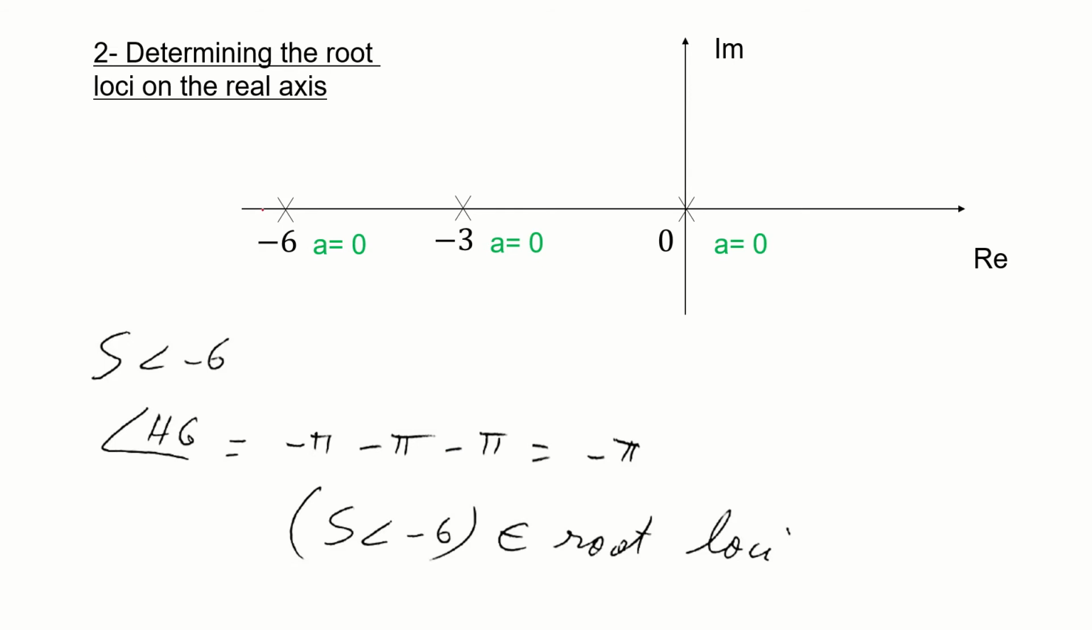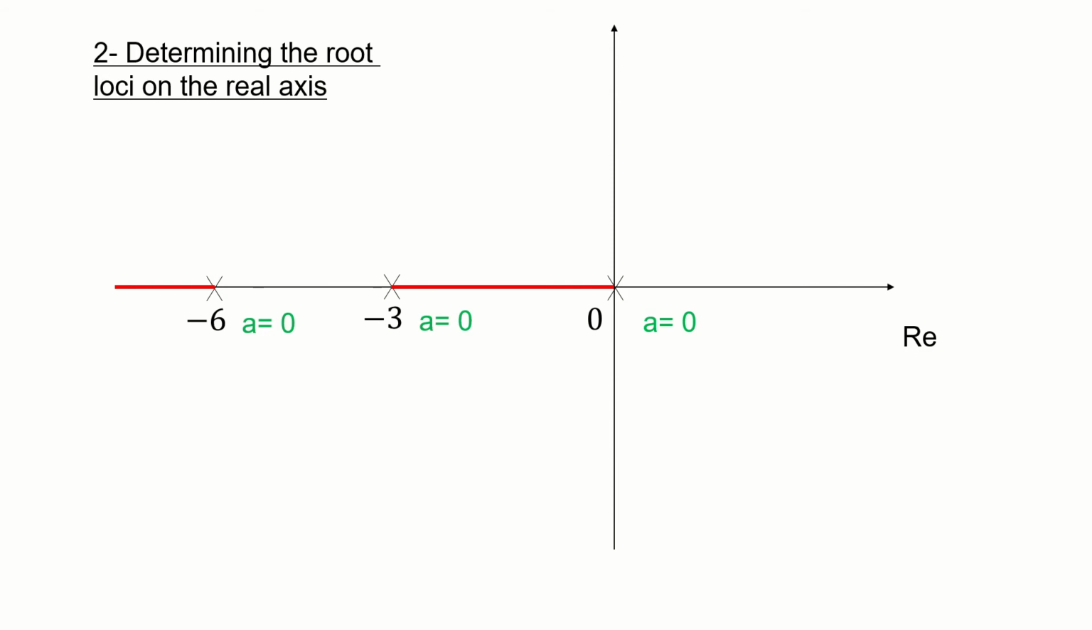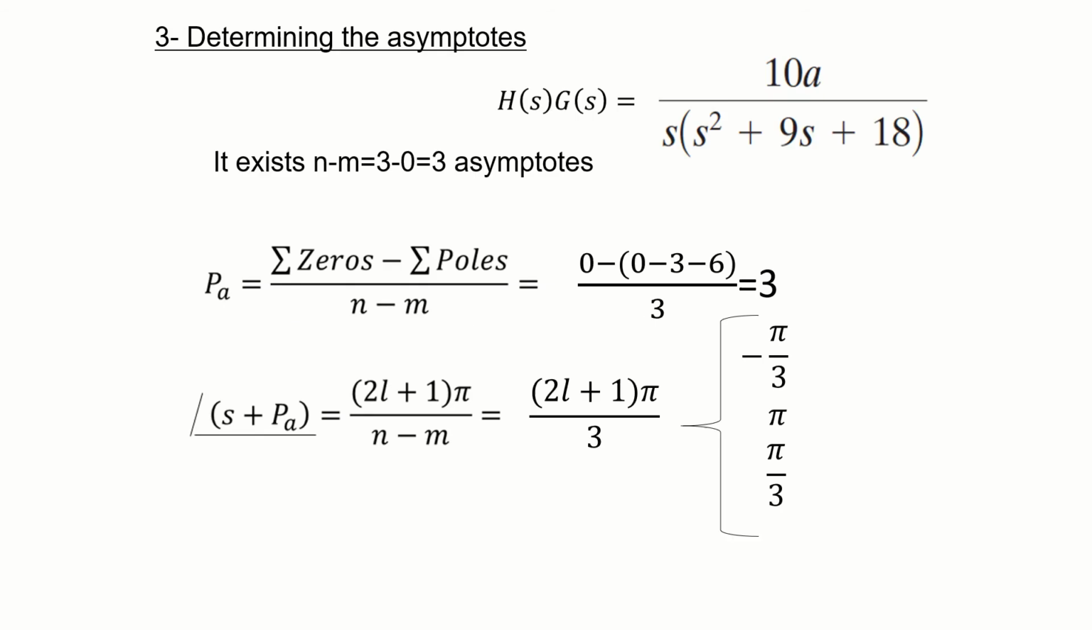The last part of the real axis is S smaller than -6, and if we apply the angles it will become minus pi and minus pi, so it is in the form of (2L plus 1) pi, and of course this branch S smaller than -6 will belong to the root locus. So now let's highlight the parts of the real axis where I have my root locus. It is right here where S is smaller than -6, and for S between -3 and 0.